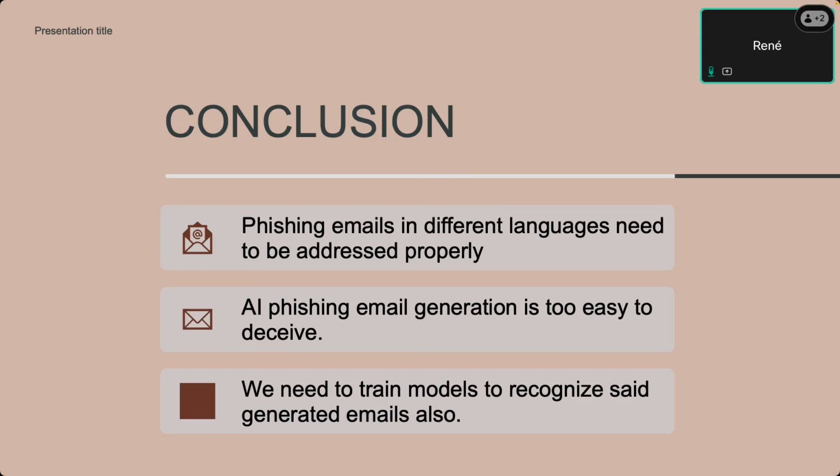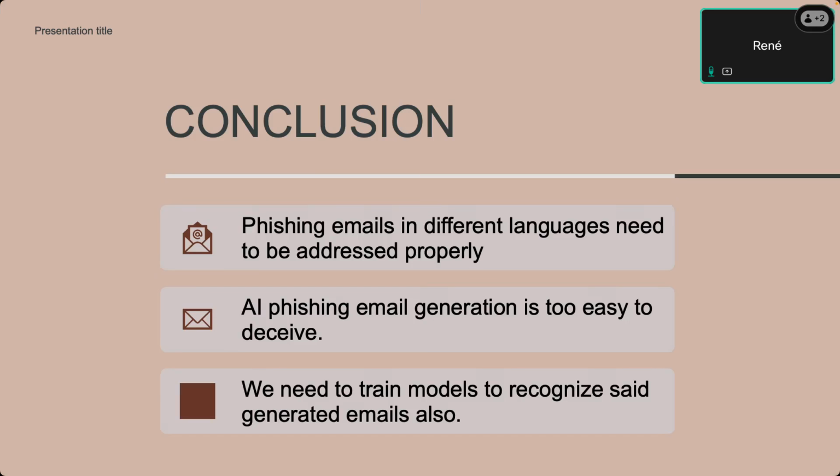For conclusions, just to do a little bit of a summary, phishing emails in different languages need to be addressed. We need to work on them. Right now, the industry is going into a globalization where even though English and other mainstream languages are still being used the most, we are going to see a lot of enterprises that are going to use more than one language in their emails, and that is a vulnerability.